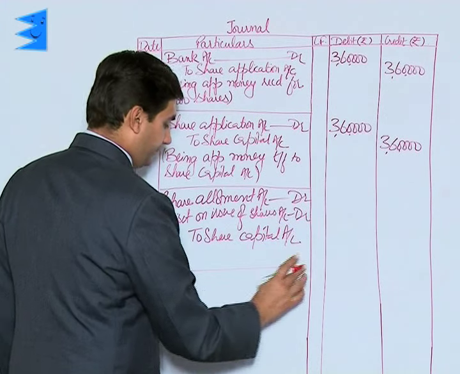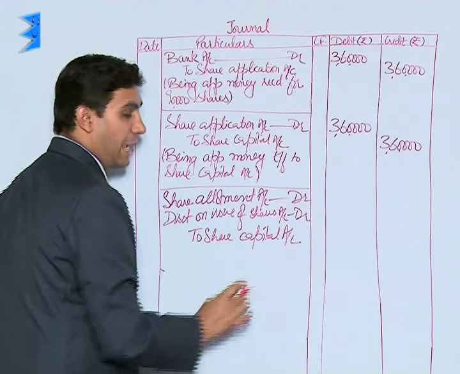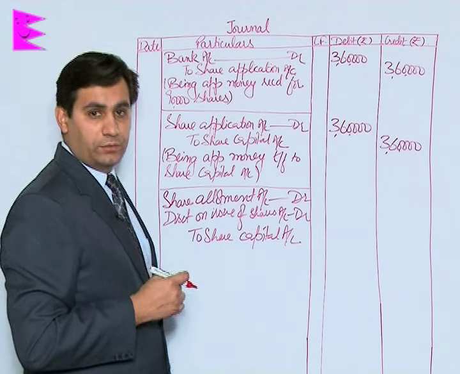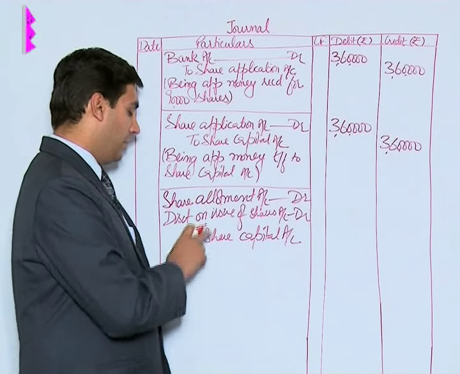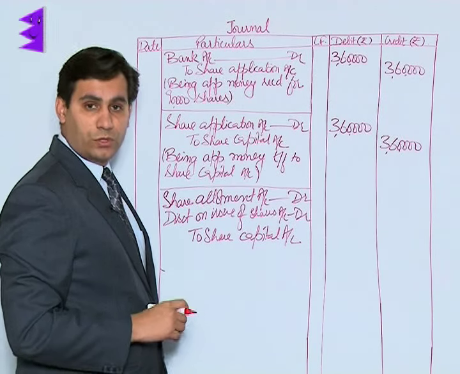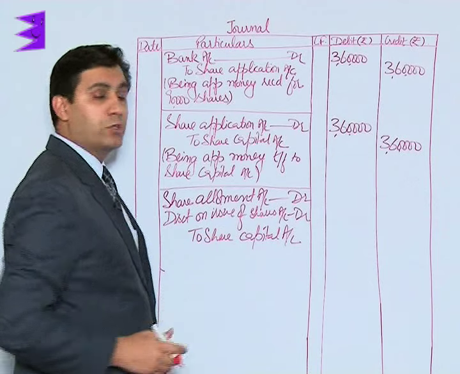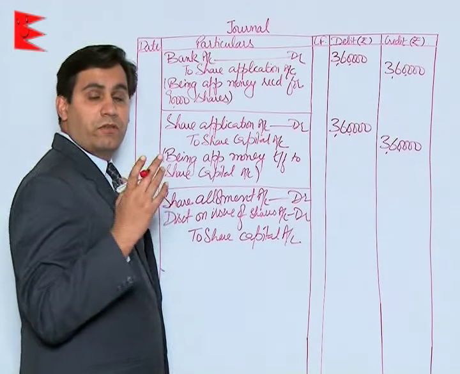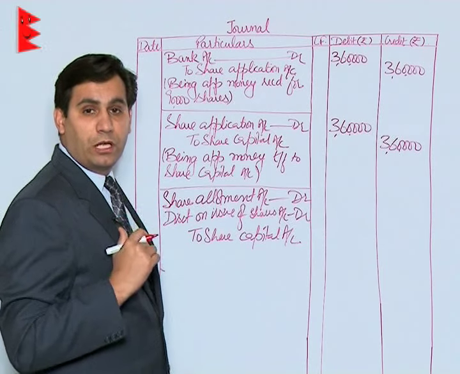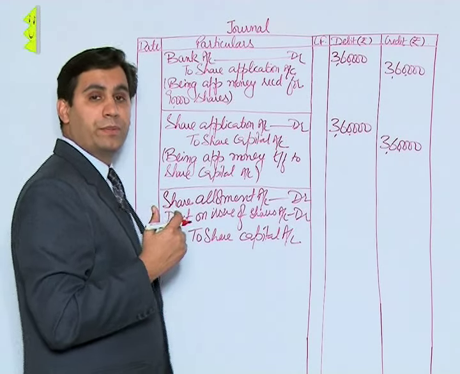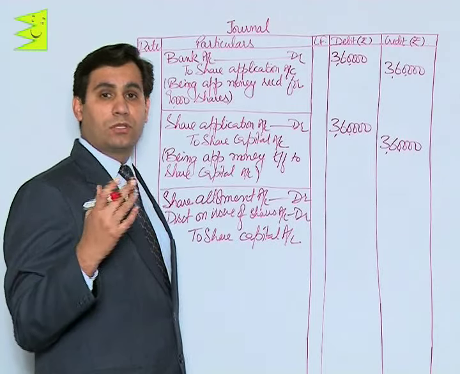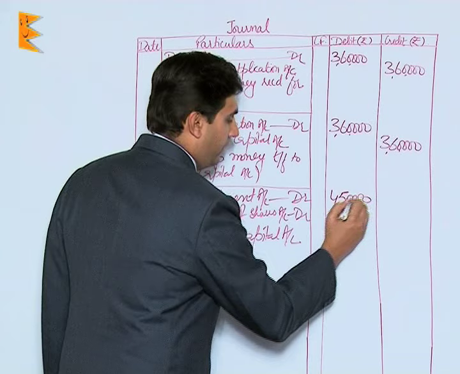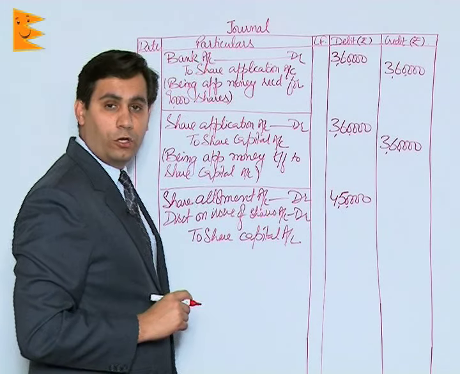Students, remember, discount is a capital loss for us, and like any loss, it needs to be debited. So share allotment account debited, discount on issue of shares account also debited, and the total amount should be transferred to share capital. Now in this case, we were supposed to receive rupees 5 on allotment, and this amount would be received on 90,000 shares. So 90,000 multiplied by 5 is 4,50,000 that we have to receive on account of allotment.